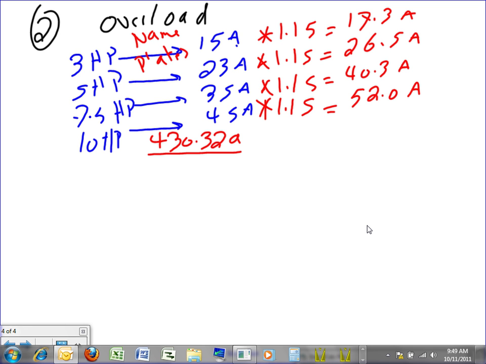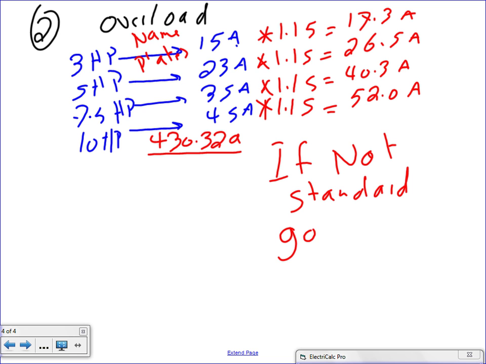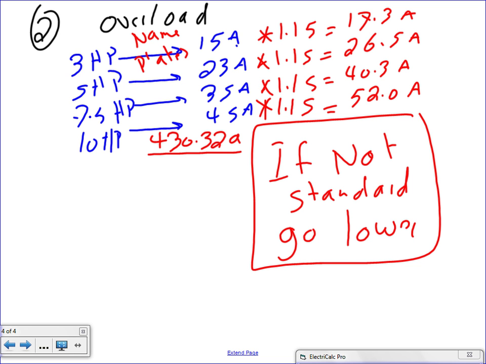This will go lower if it's not standard. If not standard, go lower. Okay? Does that make sense, this message here? That's it. That's your overload.